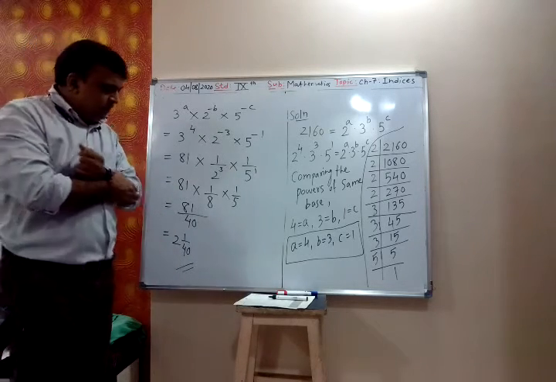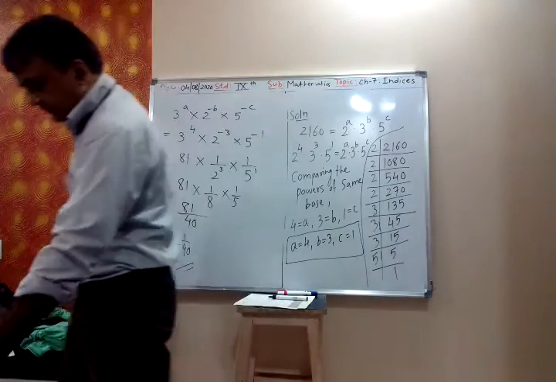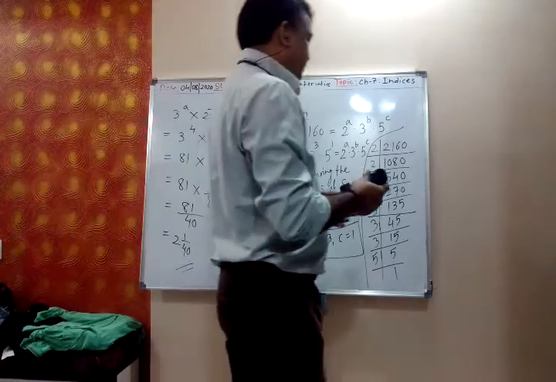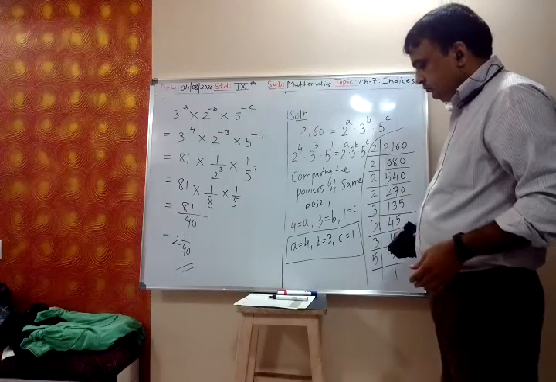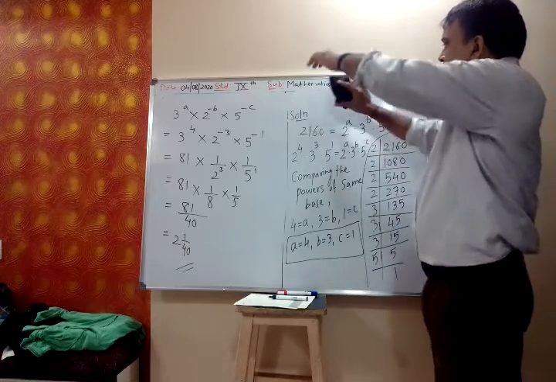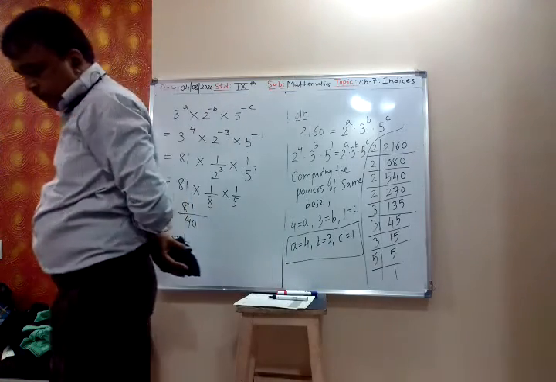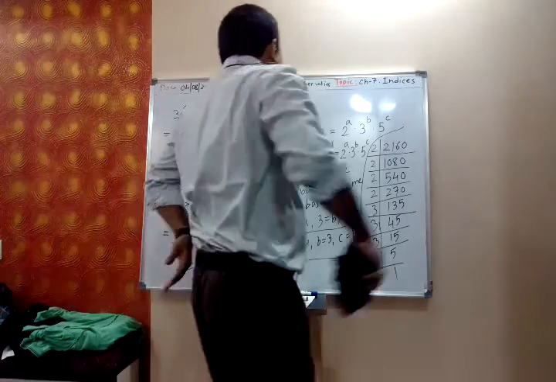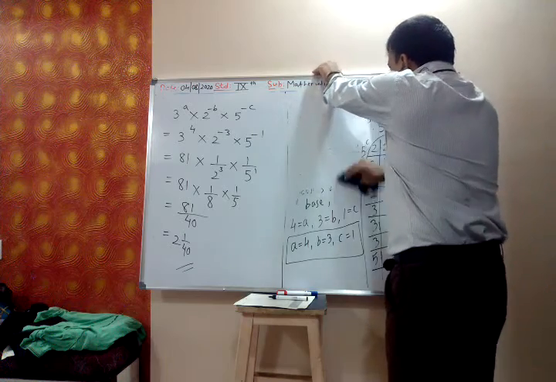Now what is your opinion? Should I give the 6th one as homework? Because the 5th and 6th are the same method. The answer is 7 upon 200. The 6th one. So let me give the 6th as homework.